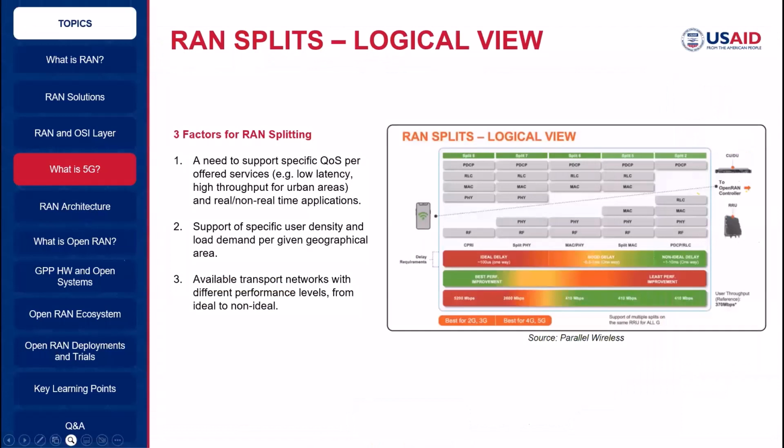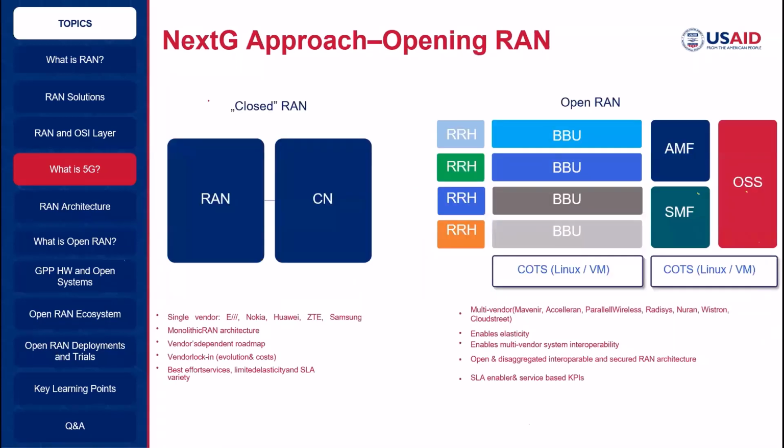Now, in the Open RAN, the approach right now is to improve the implementation from the closed approach. For example, you have a closed system for RAN, and then you have the core network in which you have a single vendor, like Ericsson, Nokia, Huawei, ZTE, or Samsung. So this is monolithic in approach. So it's only one block. And then it's vendor dependent also, roadmap.